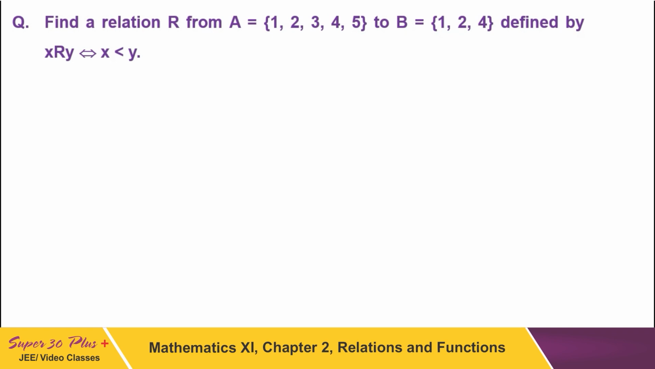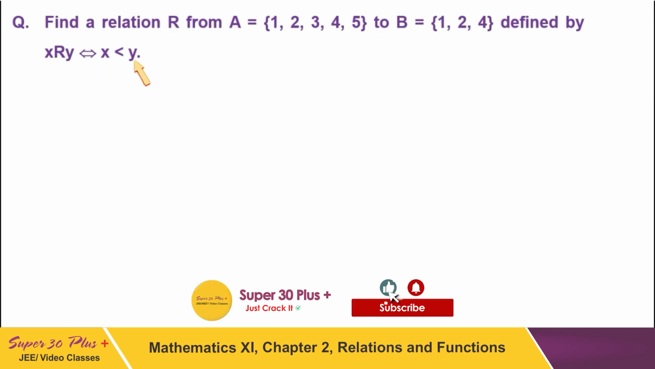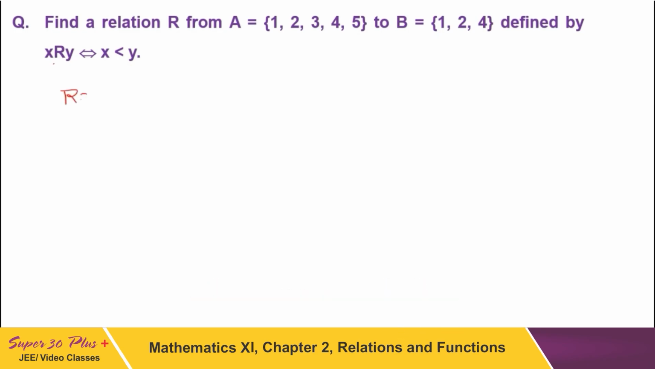Students, let's see a question here. Find the relation R from set A to set B defined by x is less than y. As we know, the relation is a subset of A cross B, and the relation is defined here, meaning you can write the relation as {(1, 2), (1, 4), (2, 4), (3, 4)} only, and it is a subset of A cross B, because when we make A cross B, these elements come in A cross B.